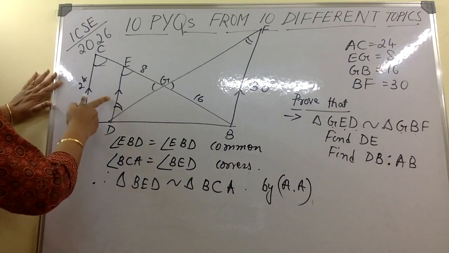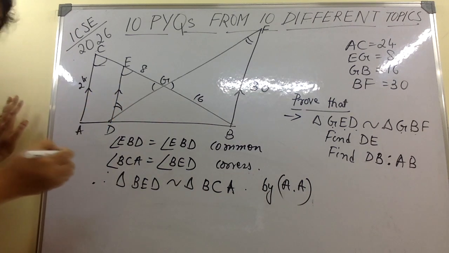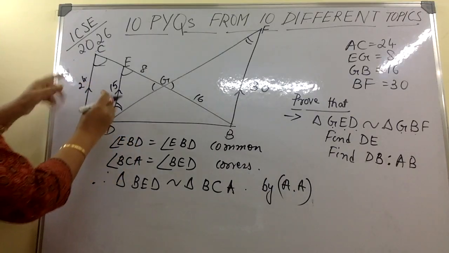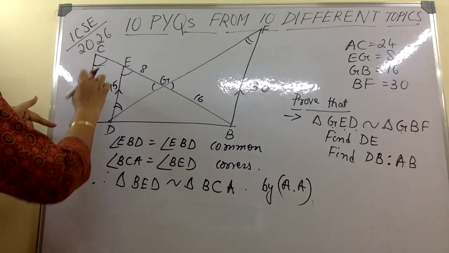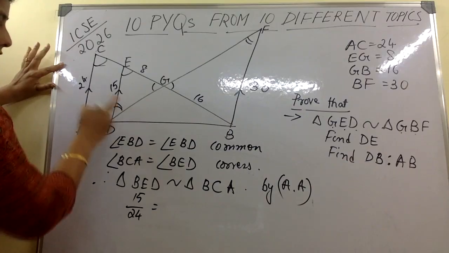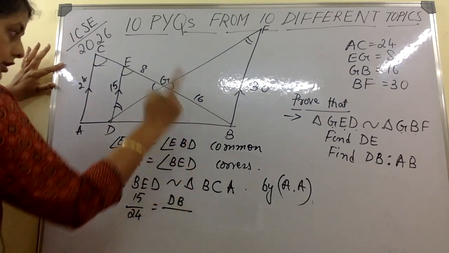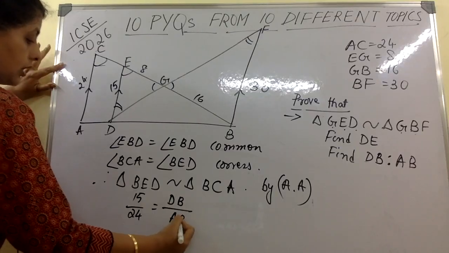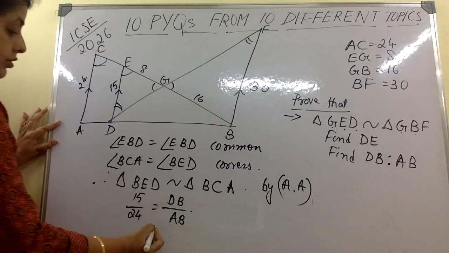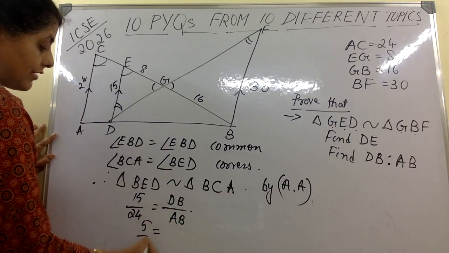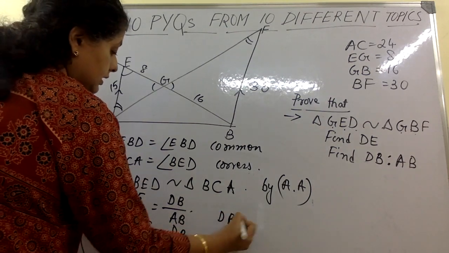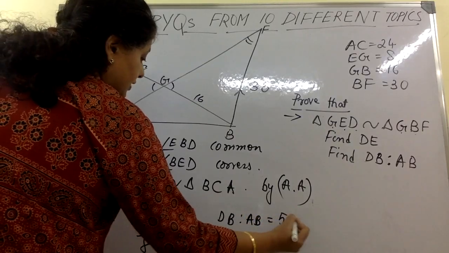So here we now know DE, which was 15. So now we can work with these two. These two are also corresponding sides, you see, ED and CA. So I can write 15 by 24 for the smaller triangle first, so DB first on the numerator and AB below. And we are asked to find this ratio. See, I already have the ratio. So if you divide by 3, it is 5 by 8. DB by AB, so DB is to AB is equal to 5 is to 8.